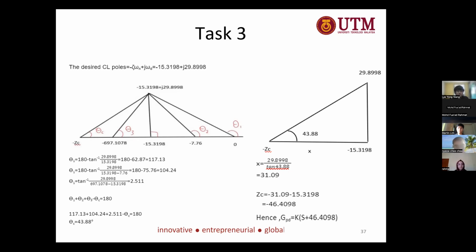Okay, after getting the angle, we can calculate the distance between the CL poles and our ZC. So the difference between the two positions will be x. The x will be 31.09. After that, we can calculate the position of our ZC will be negative 31.09 minus 15.32. So ZC will be negative 46.4. So hence we can get our PD controller with K bracket S plus 46.4.